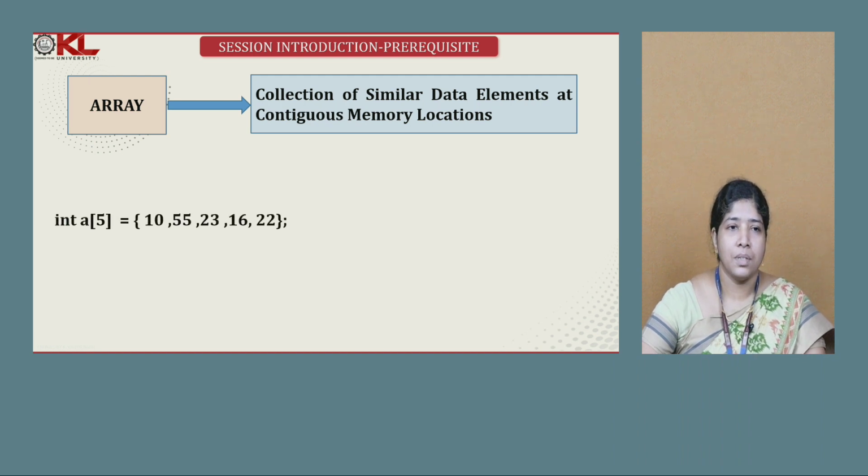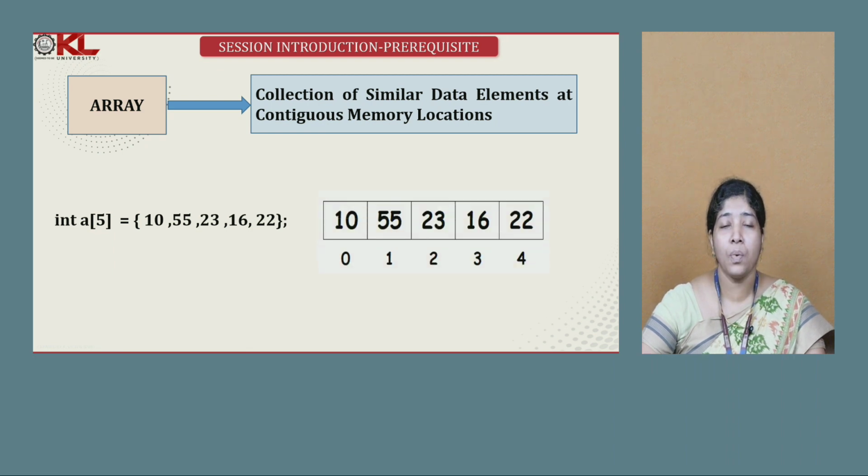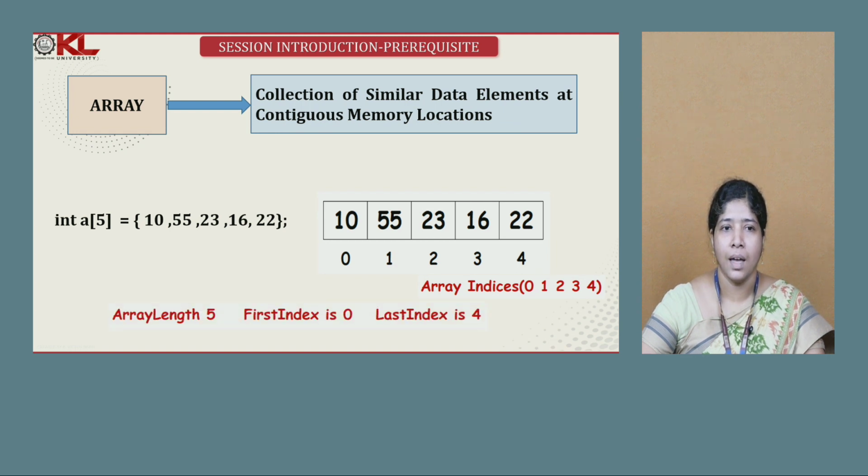Here is an example. We are creating 5 elements with an array name as A. I am showing you how we can store the values of 5 elements in an array. 10, 55, 23, 16, 23 are 5 different elements stored under one single name A, with indices starting at 0 and ending at 4. The length of this array is 5. The first index is 0 and the last index is 4.